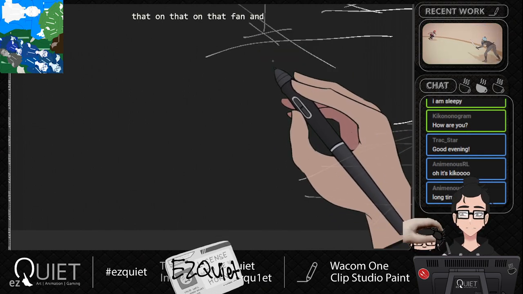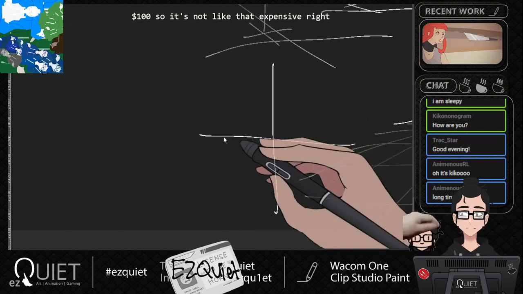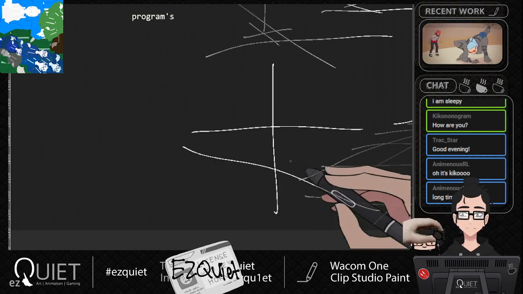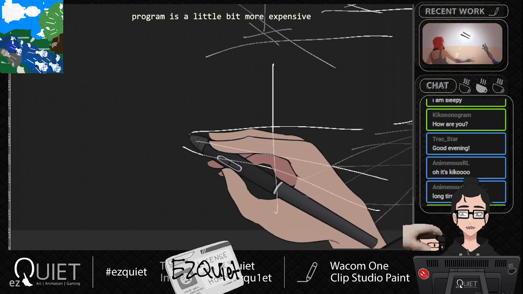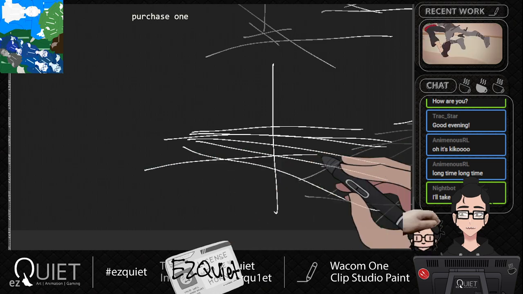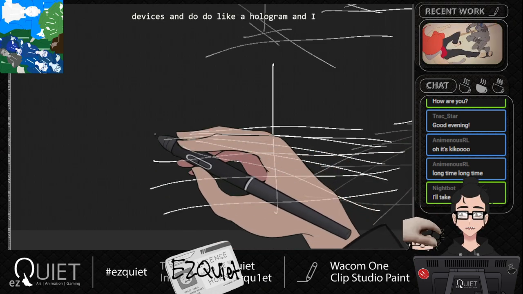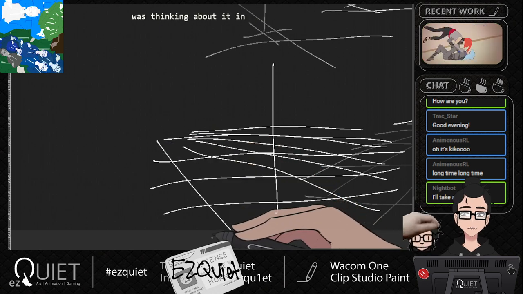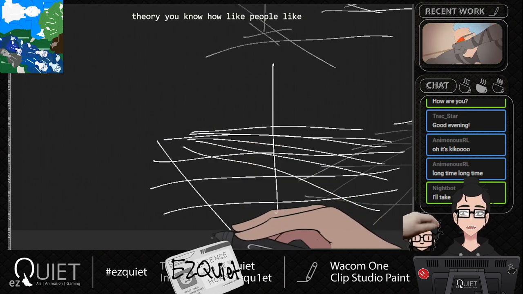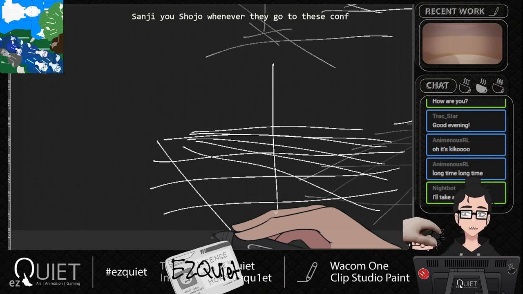And I've been thinking about it. They're like $100, so it's not that expensive, right? The program's a little bit more expensive. The program's actually more expensive than the device itself. But you can purchase one of these devices and do a hologram. And I was thinking about it in theory. You know how people like Hololive, Nijisanji, V Shoujo, whenever they go to these conferences, right? They go to AX and stuff.